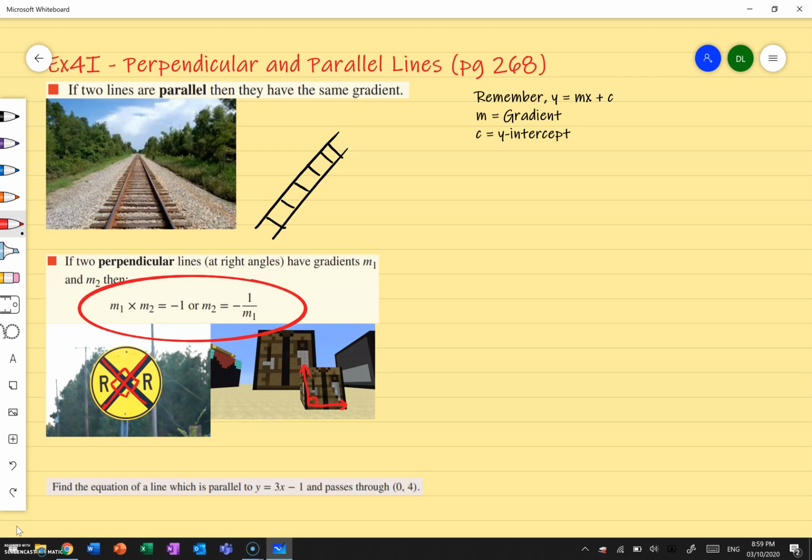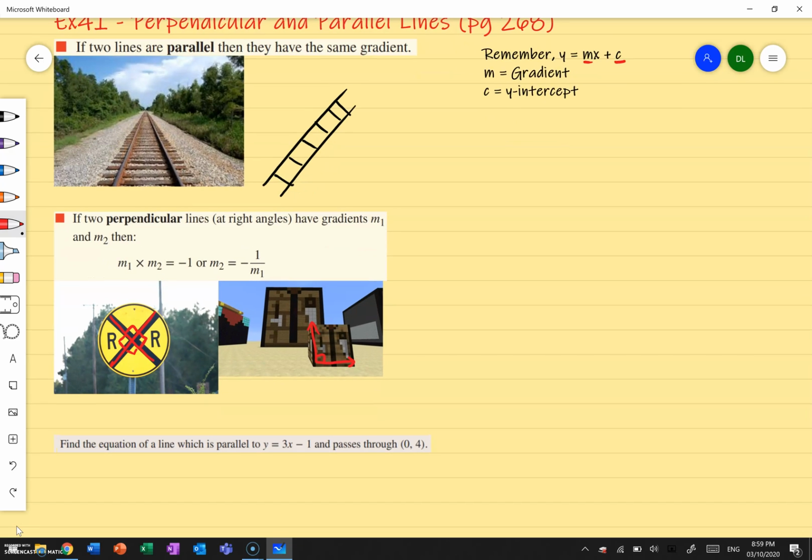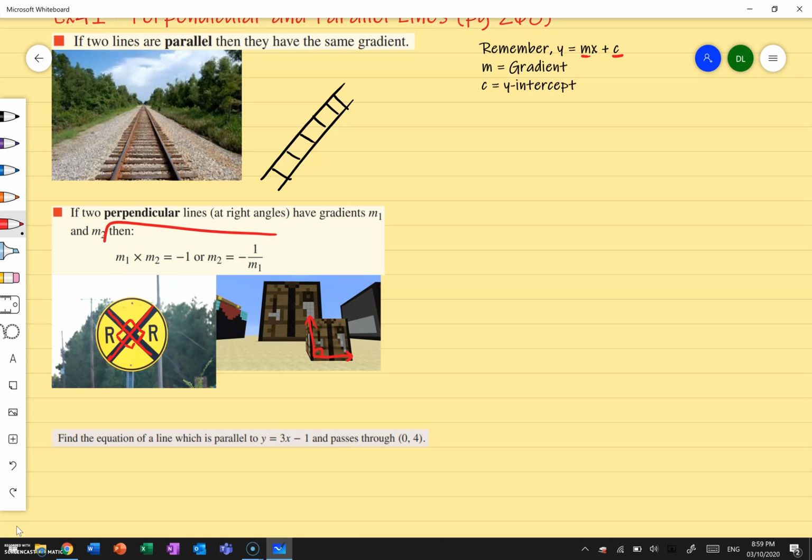but I want you to remember that with our linear equations, y equals mx plus c, and remember that m is our gradient, so that's this one over here, that's our gradient, and c is our y-intercept. It's important that we actually go through that and remember that. Okay, so back to this formula over here.